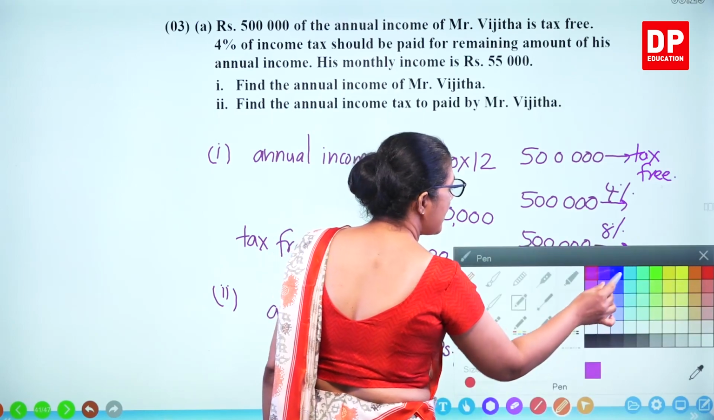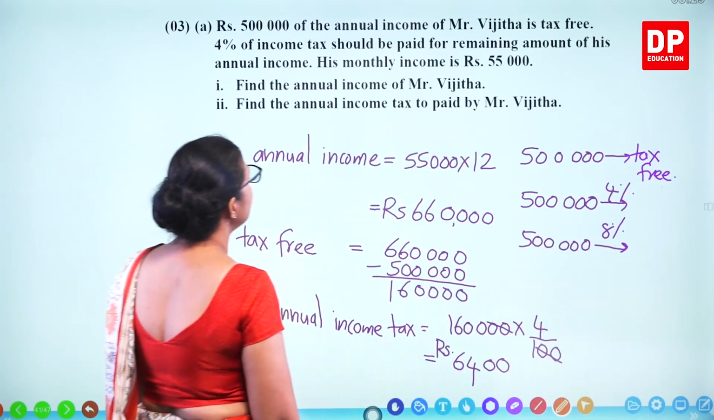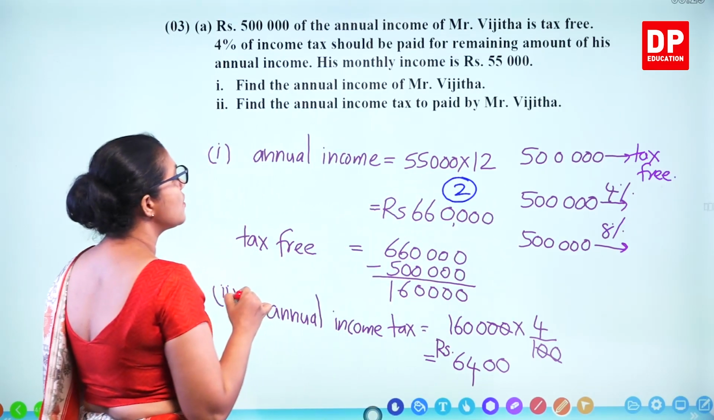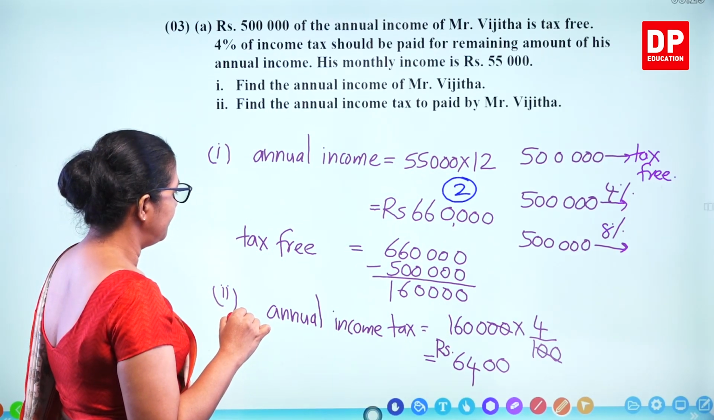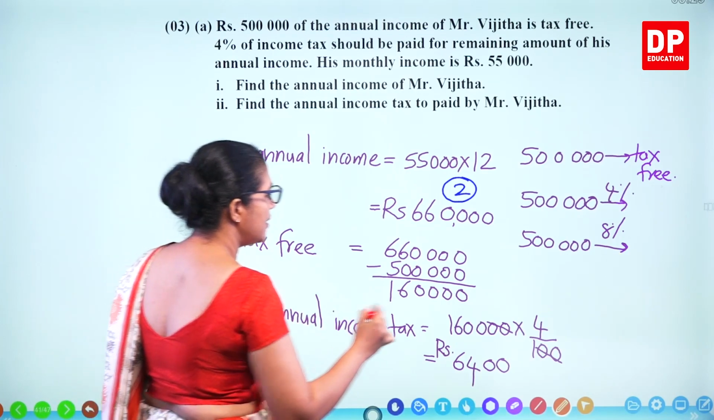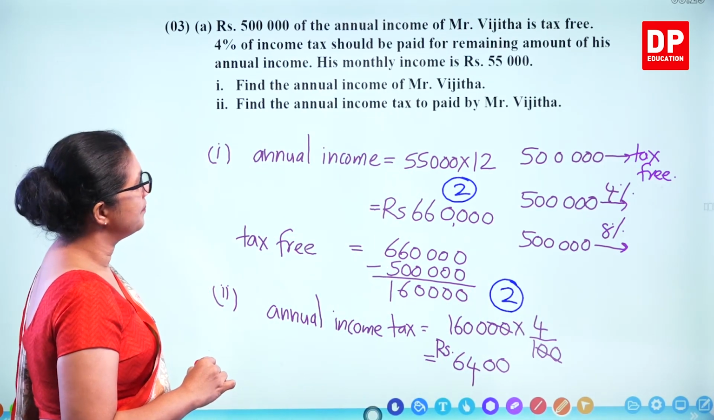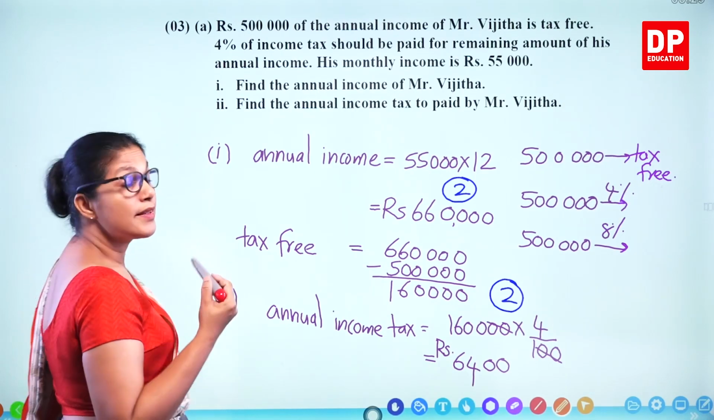So we can give 2 marks for this value and 2 marks for this part. We'll take the next one.